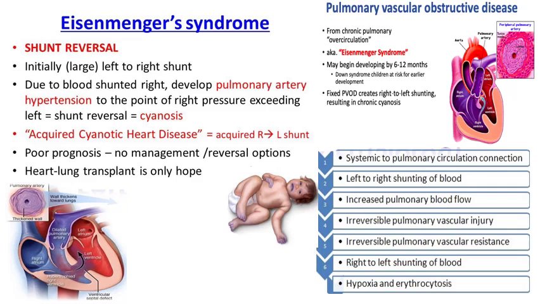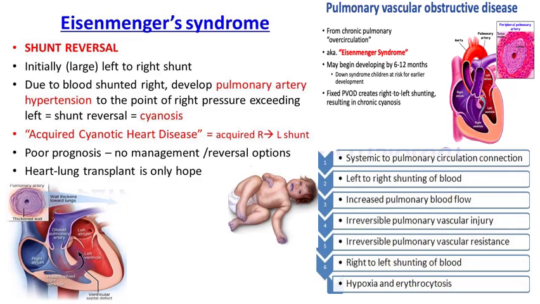Heart-lung transplantation can be done because there is dilatation of the infundibulum of the pulmonary trunk and hypertrophy of the pulmonary artery. So the systemic to pulmonary circulation connection will be seen, and left to right shunting of the blood is seen. An increased pulmonary blood flow is seen, which will cause hypertrophy of the pulmonary artery because of the workload, and irreversible pulmonary vascular injury.